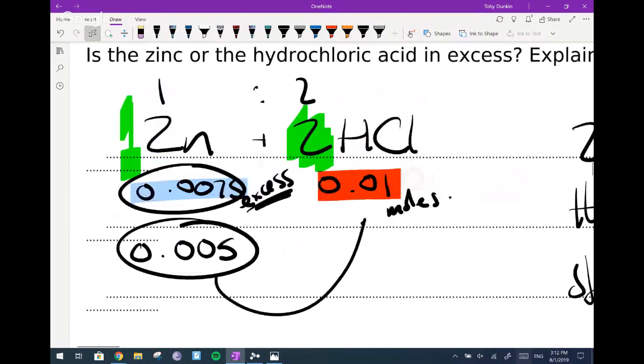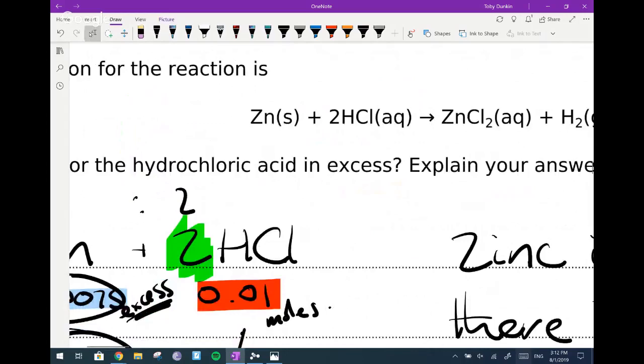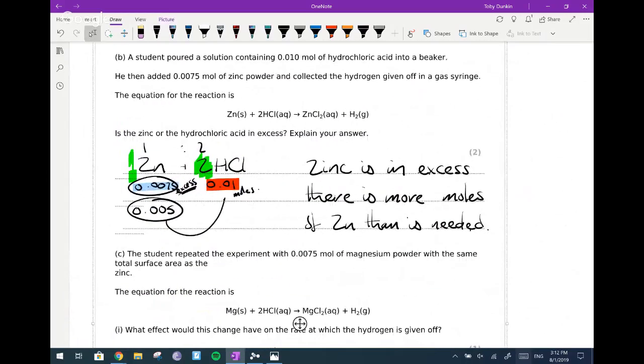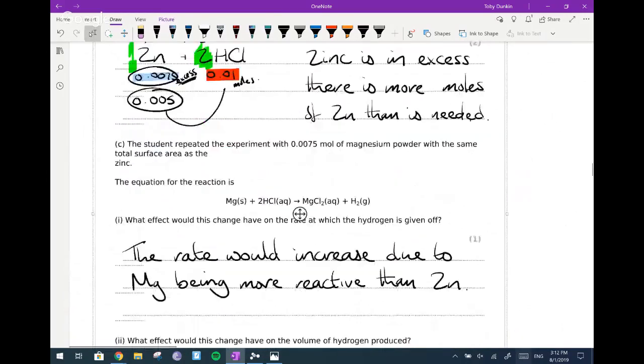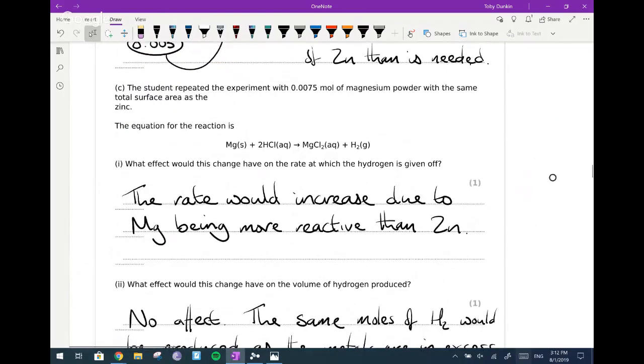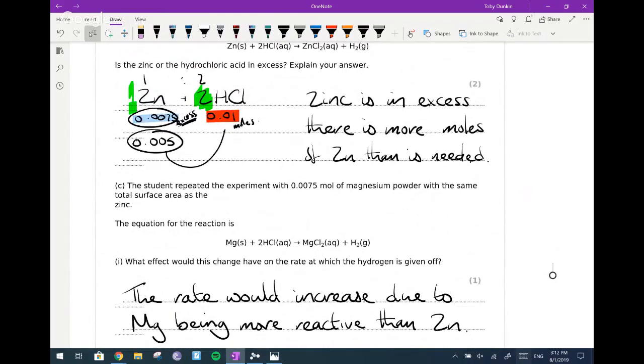It's a clever trick and it requires a bit of practice. I'm happy to spend a bit more time doing that. But definitely one that needs talking through. And then I've just said zinc is in excess because there are more moles of zinc than is needed.